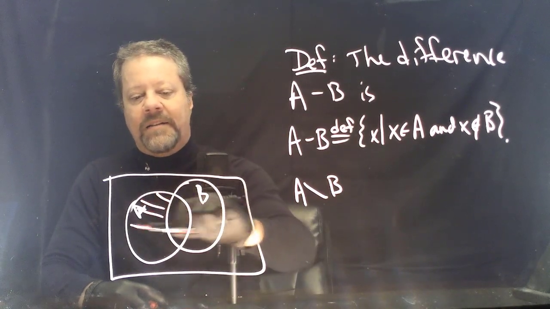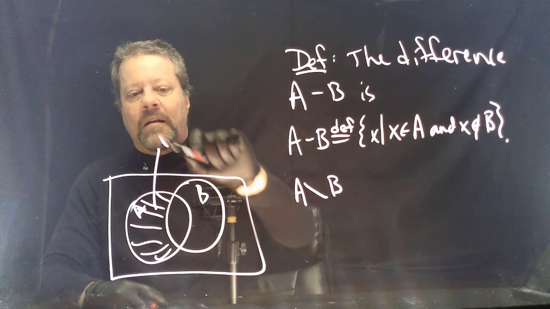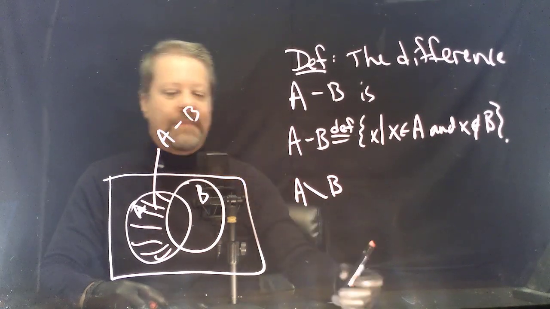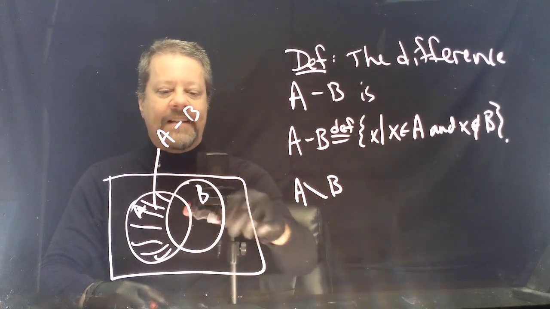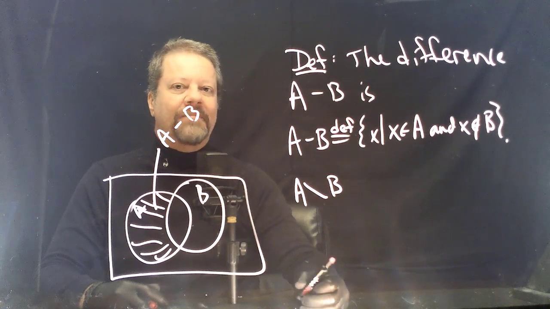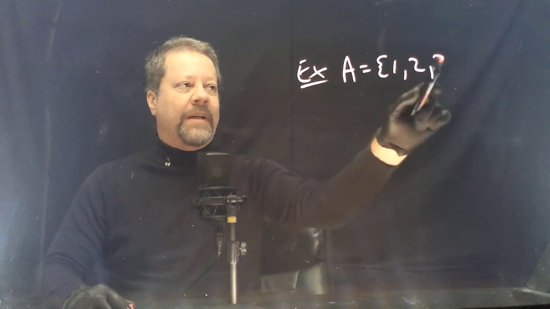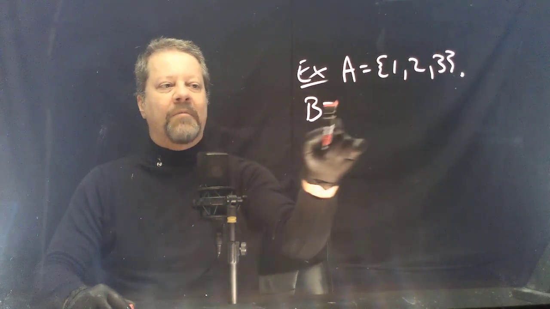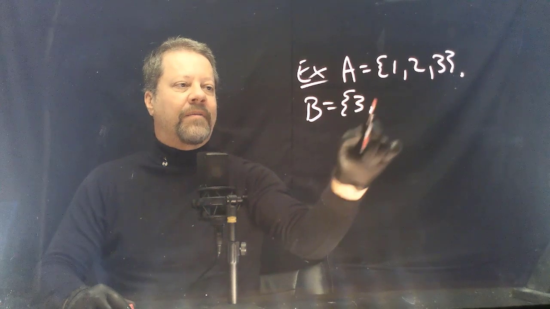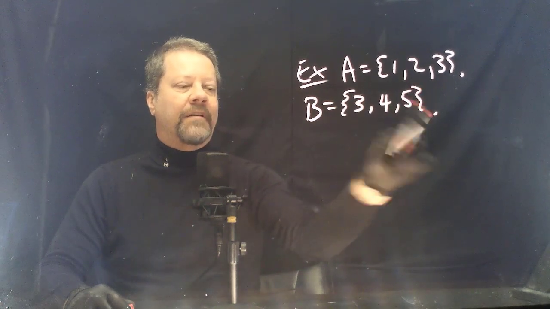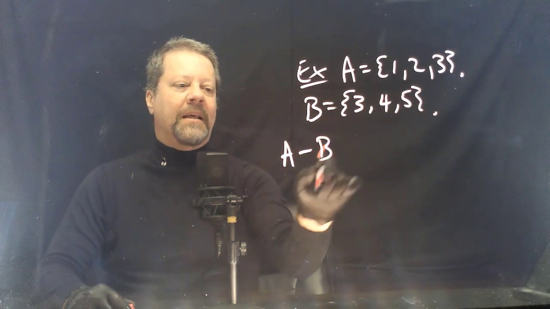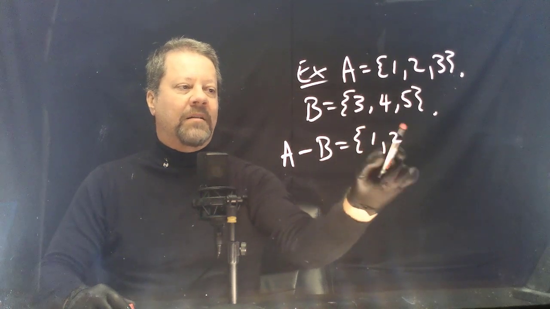The difference, A minus B, will be everything in A that is not in B. For example, if A is the set 1, 2, 3, and B is the set 3, 4, 5, then A minus B will be the set 1, 2.